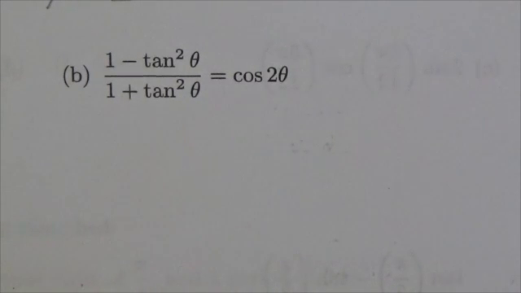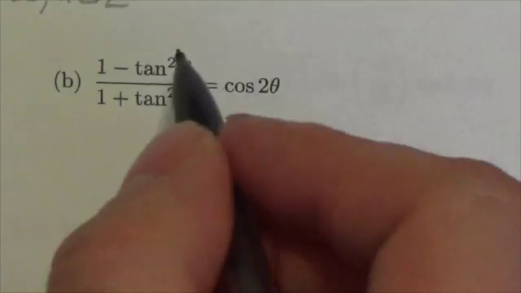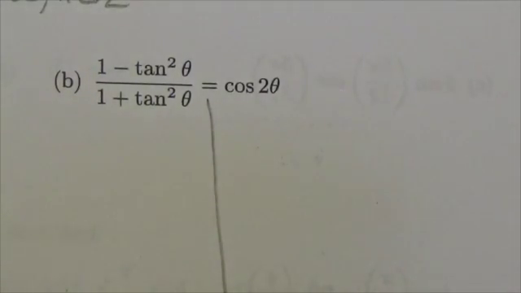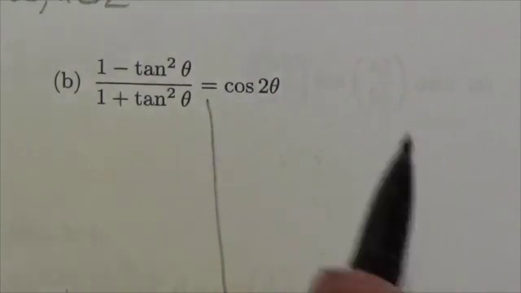Hi everyone, this is the Math 30-1 Trig 2 review, and this is question 6b. We're going to prove this double angle identity. Okay, now, I'm going to draw that line there because I need to make sure that the left side and the right side are equal to each other simultaneously or independently of each other.